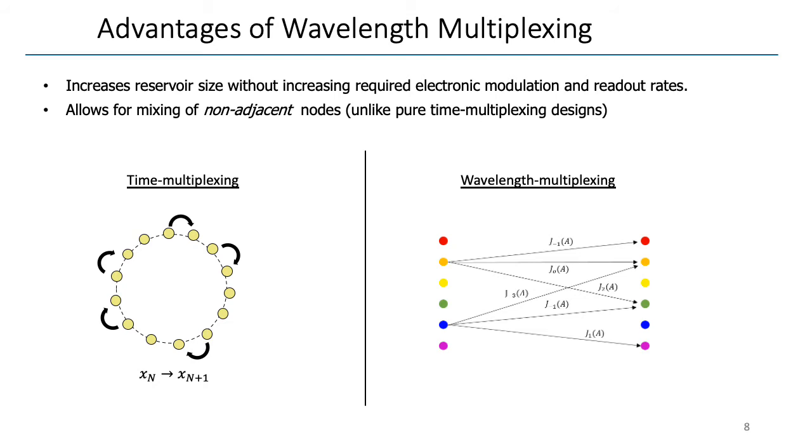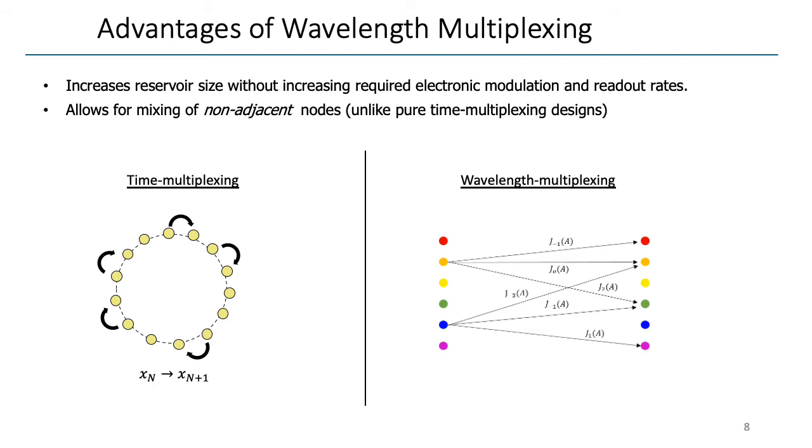The wavelength multiplexing method possesses two distinct advantages over time multiplexing. The first is that it increases the reservoir size without increasing the required electro-optical modulation and readout rates of the system. In the case of the time multiplexing approach, the required rates scale proportionally with the number of virtual time nodes. This isn't the case for a wavelength multiplex design, with each spectral channel operating in parallel.